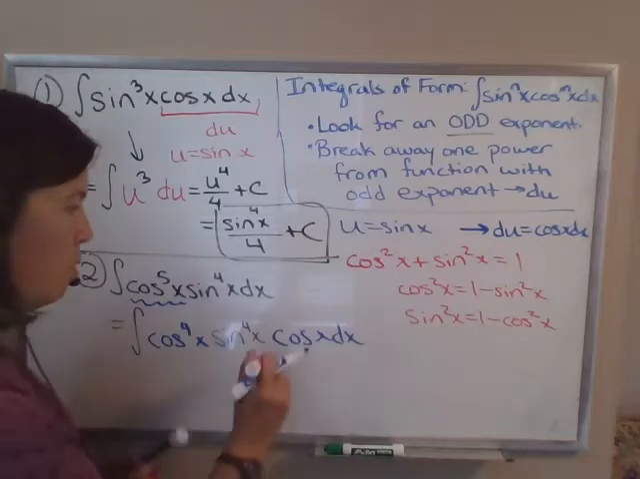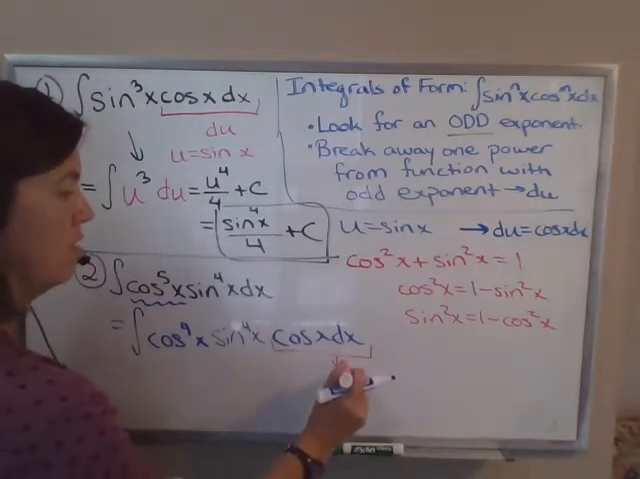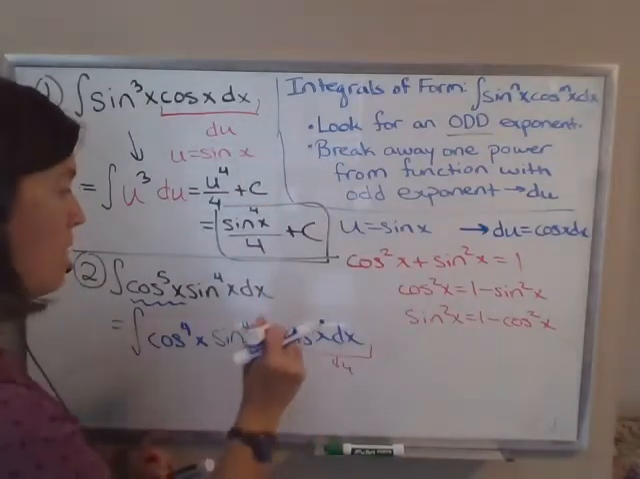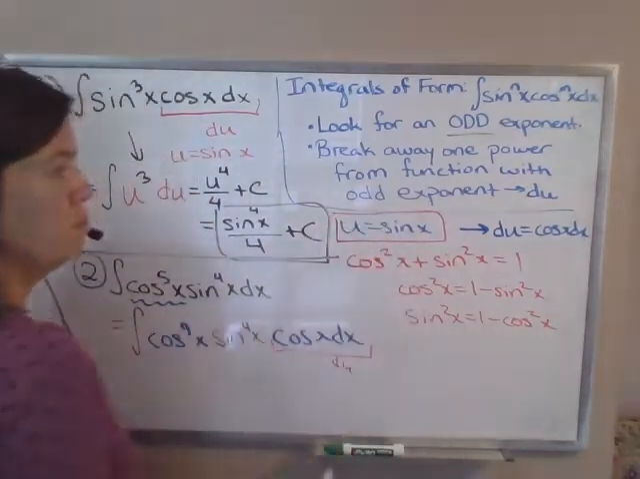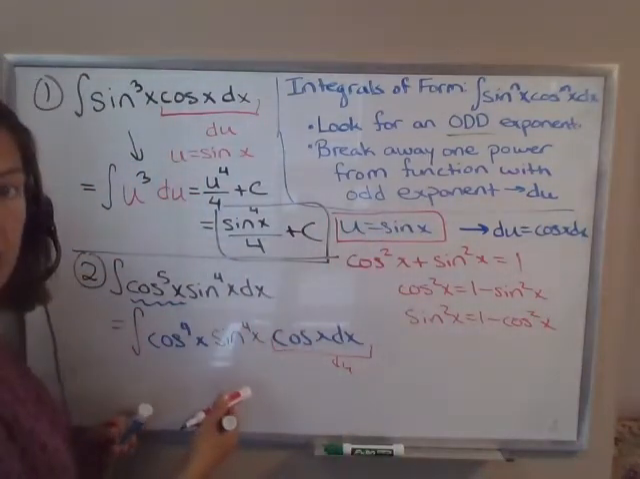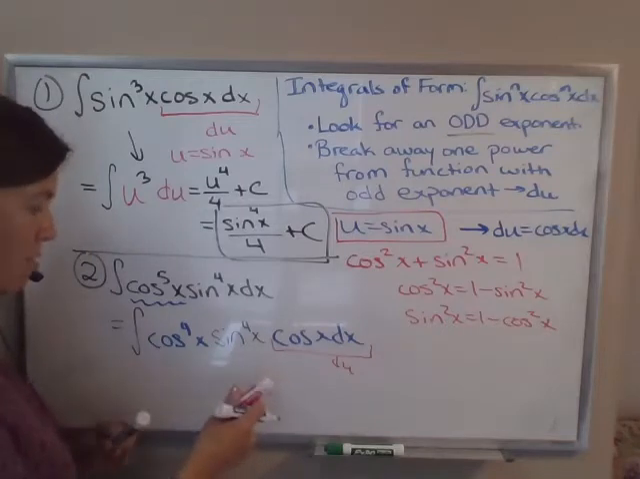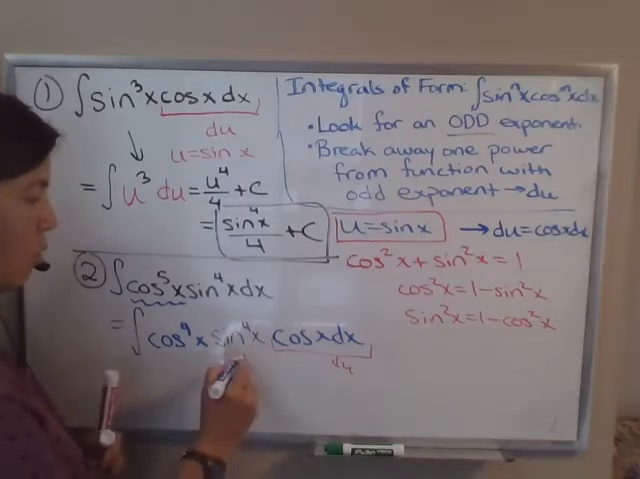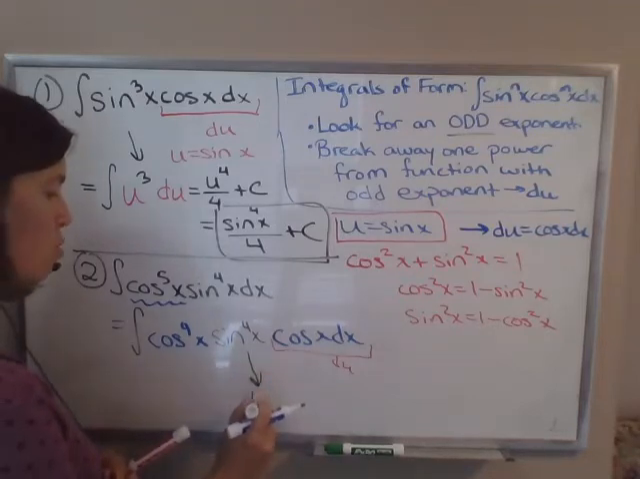So if this is what I'm going to call the differential du, cosine x dx, then thinking backwards, that means that u is going to equal sine of x, like we had previously, which means I need to write whatever's left here completely in terms of sine of x. This part here, sine to the fourth, that's straightforward. That's just u to the fourth.